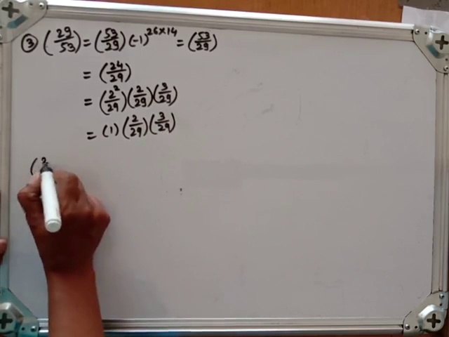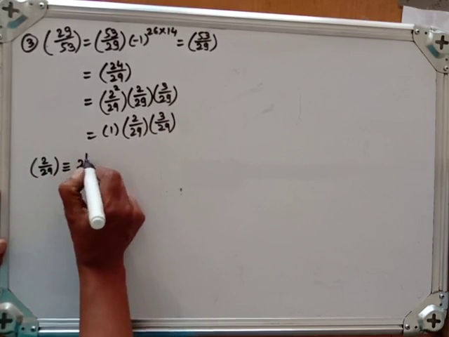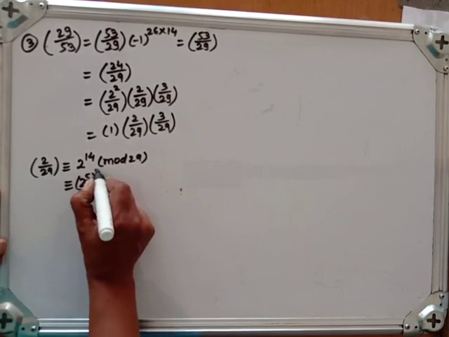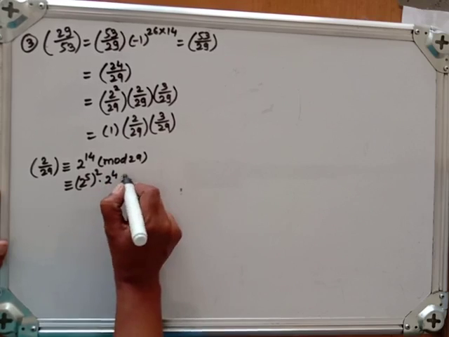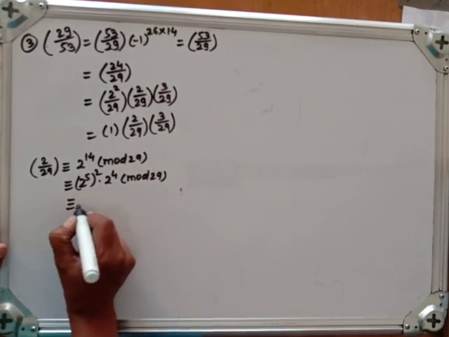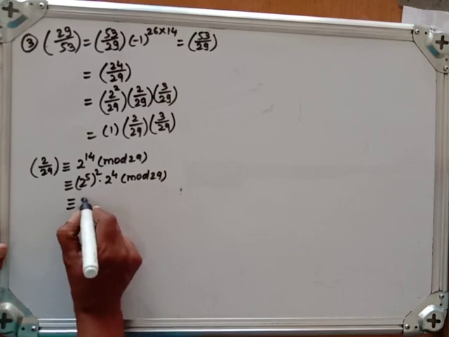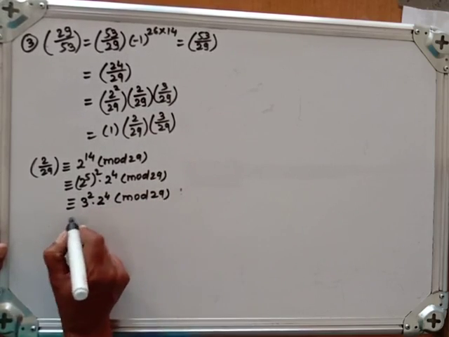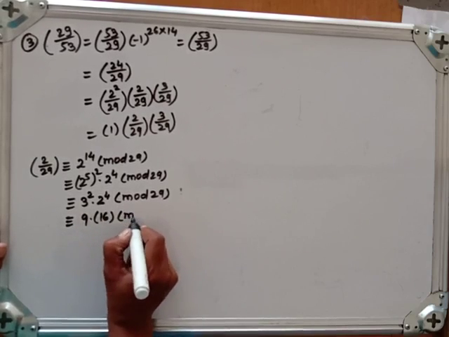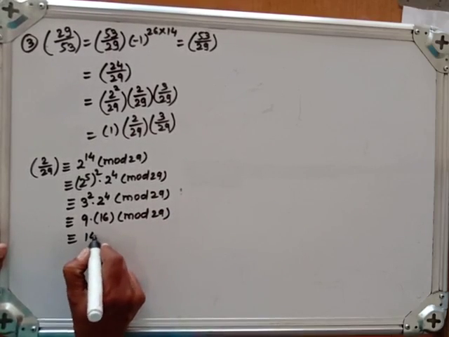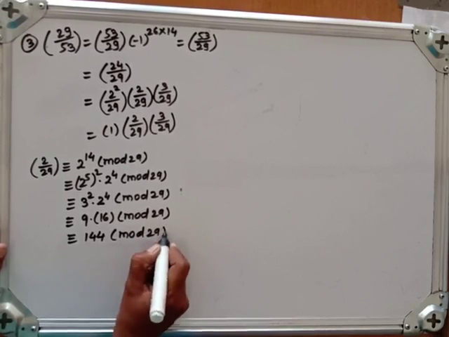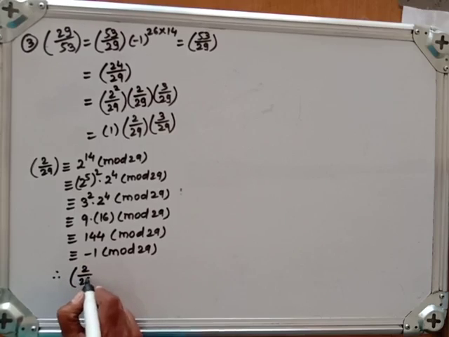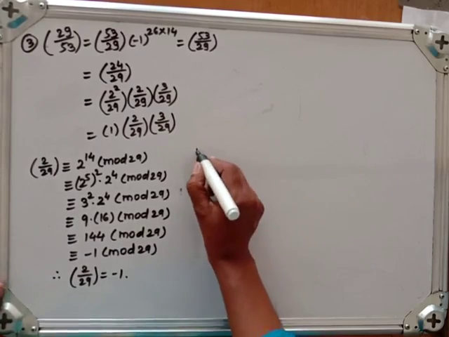So let me find the Legendre symbol of 2 by 29 first. It is congruent to 2 raised to 14 modulo 29. So that is congruent to 2 raised to 5 its square, 10, into 2 raised to 4 modulo 29. This is 2 raised to 5, 32 modulo 29 will be 3 squared, into 2 raised to 4 modulo 29. 3 squared is 9, 2 raised to 4 is 16. So it is 9 into 16 modulo 29. That is 144 modulo 29. That is congruent to -1 modulo 29. Therefore, Legendre symbol of 2 by 29 is how much? -1.